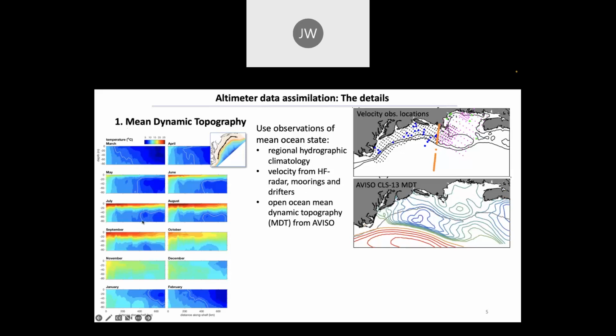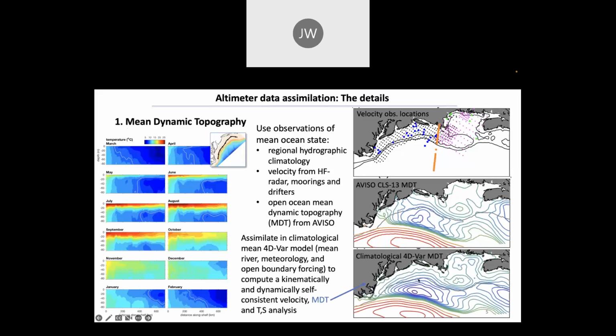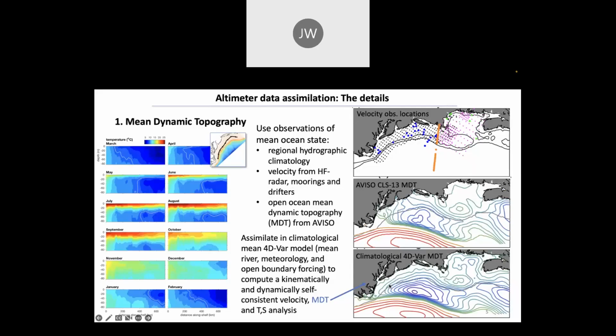So when we do that, we get a much more dynamically and kinematically sensible mean dynamic topography. We've got the features offshore that are encompassed in Aviso, and we've got a more strongly resolved shelf slope gyre, and we tend to have contours of the mean dynamic topography following the coastline. I'll say more about that next.